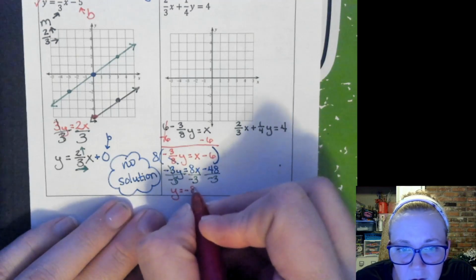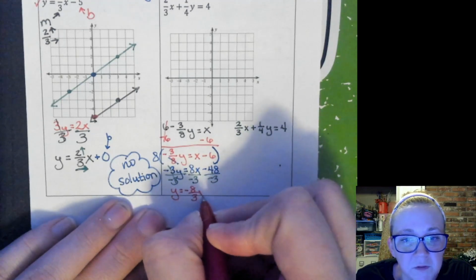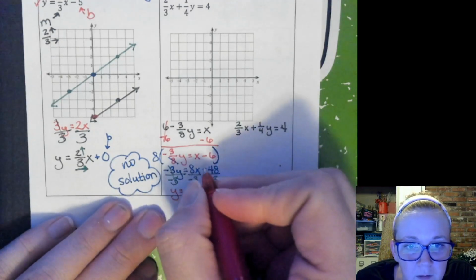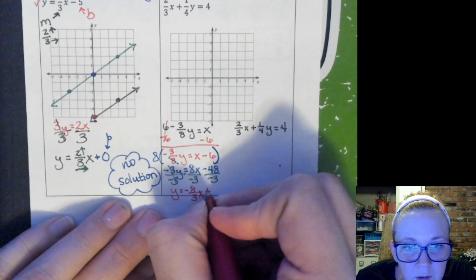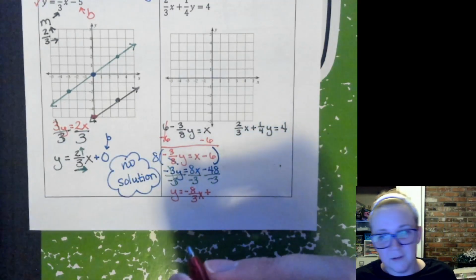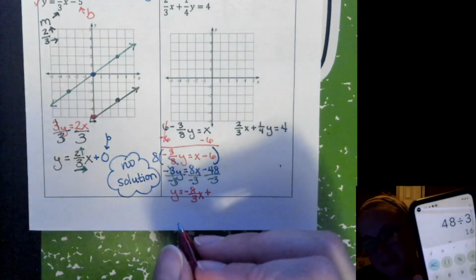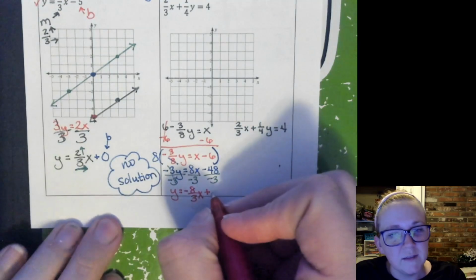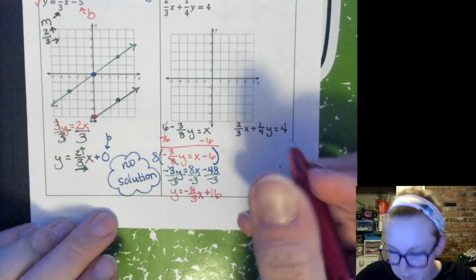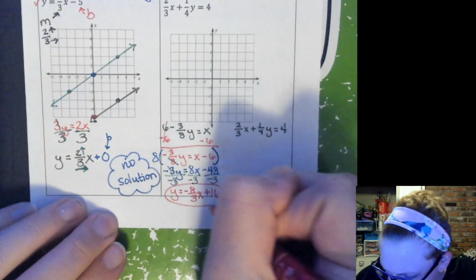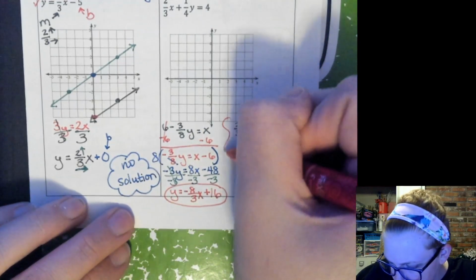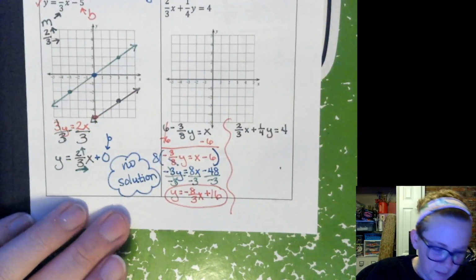Thirds. Negative and the negative make it positive. 48, again, handy dandy calculator. 48 divided by 3 is 16. So put plus 16. There we go. Alright, we got one equation down. One more to go. Let's go.